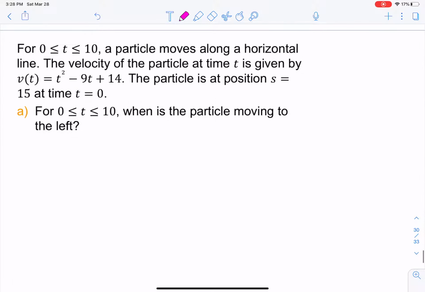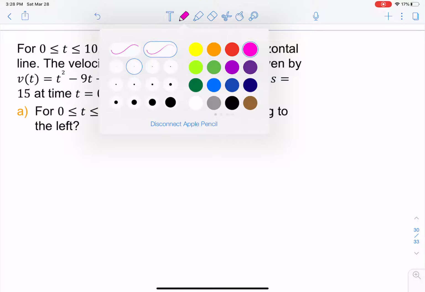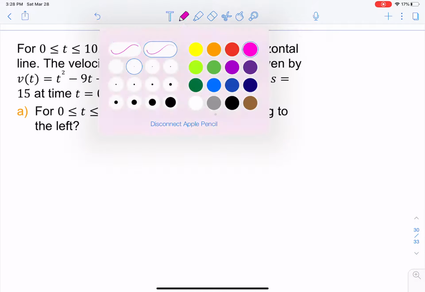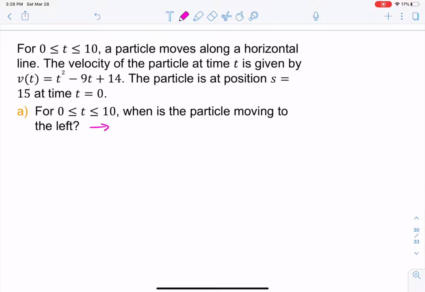All right, part A. When is the particle moving to the left? First of all, that happens when your velocity is moving to the left. That's the negative direction, so v is less than 0. So that's what we want to tell: when is our velocity not equal to 0, but less than 0.